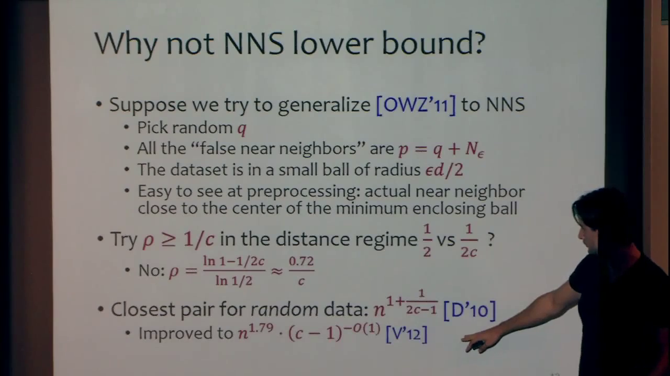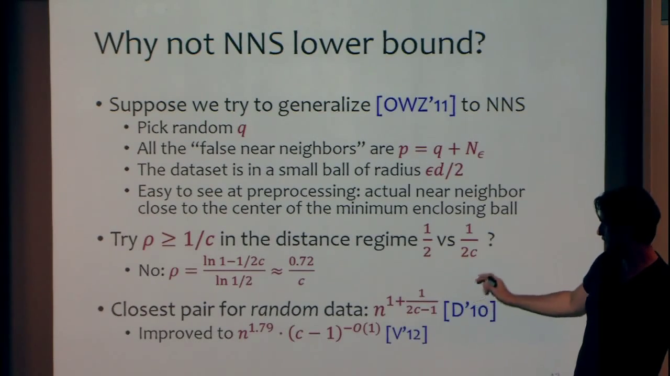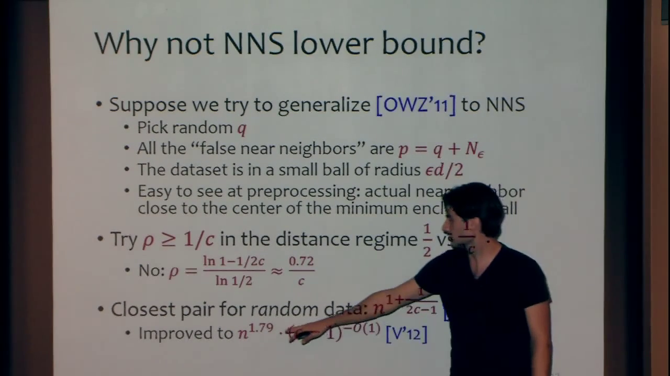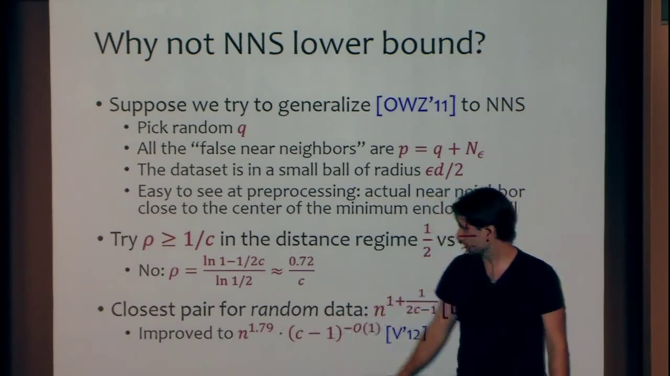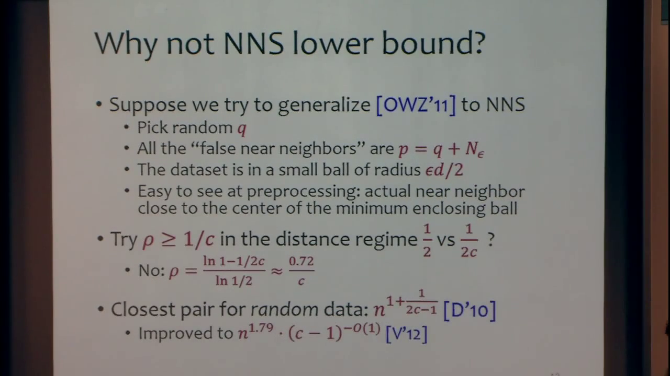This was later improved by Greg Valiant for this case to a truly subquadratic algorithm, using other methods. So this is the intuition for why the lower bound is not necessarily a lower bound for nearest neighbor search.